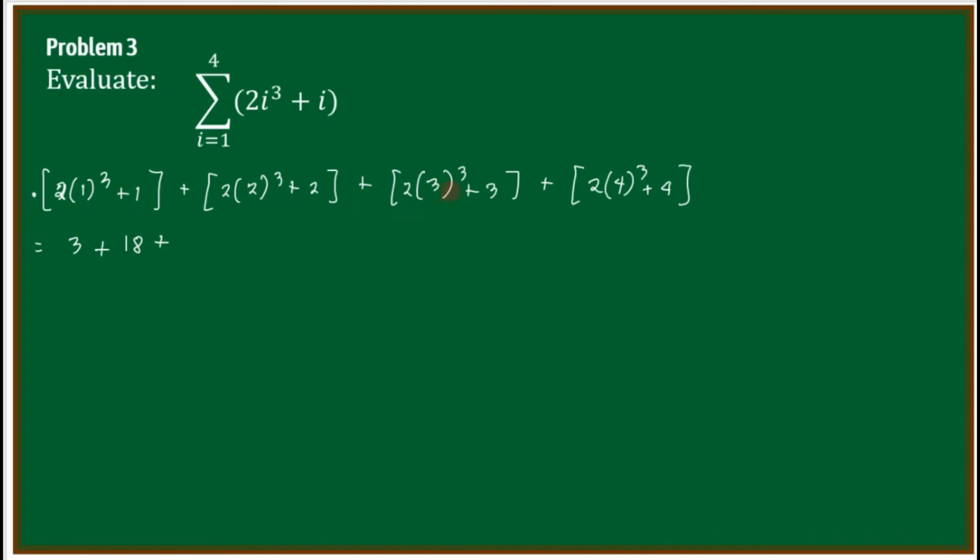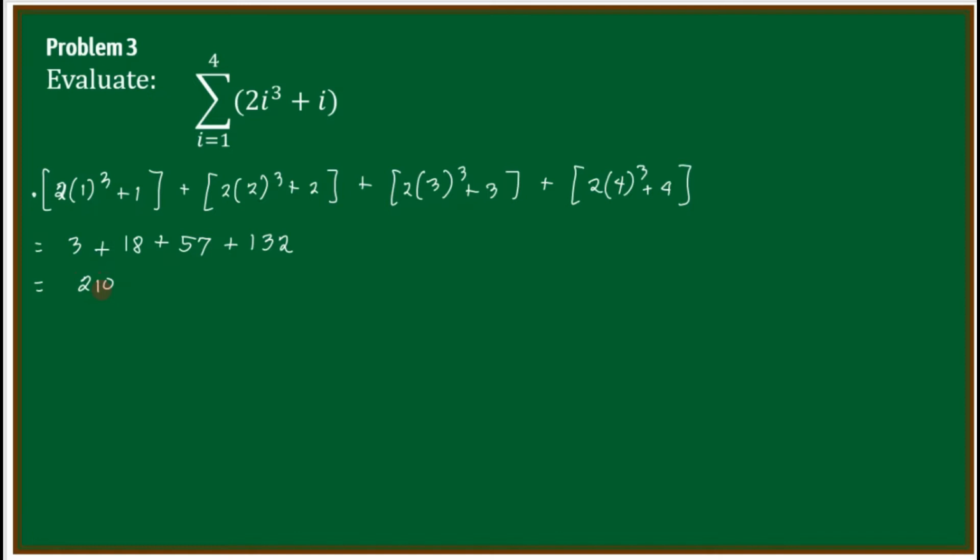Then 3 cubed is 27, times 2 is 54, plus 3 is 57. Plus 4 cubed is 64, times 2 is 128, then plus 4 is 132. Then we take the sum, that is 3 plus 18 plus 57 plus 132. So the answer is 210.